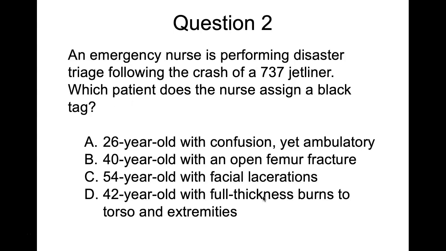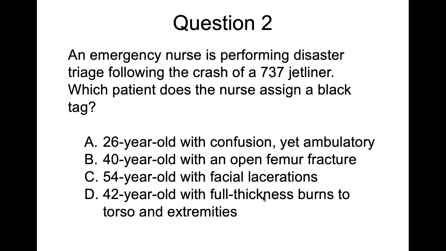Question number 2. An emergency nurse is performing disaster triage following the crash of a 737 jetliner. Which patient does the nurse assign a black tag? A 26-year-old that's confused yet ambulatory? Probably not. That might be a red tag. 40-year-old with an open femur fracture? That's probably a yellow tag. Hopefully she's got a pulse, but don't read into it. Just assume she does. It just says open femur fracture.